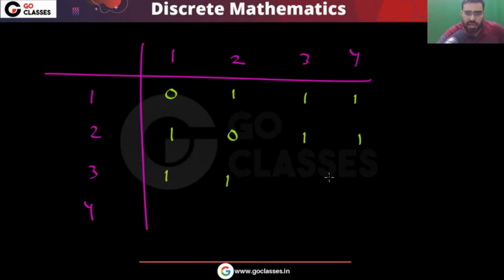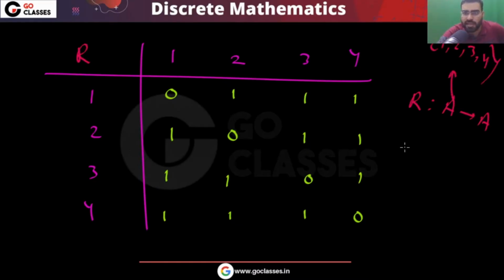So you can notice the graph will be something like this. The matrix representation will be like this. You can notice all these will be 0. The remaining elements are 1. This is the matrix representation of this relation R. There is a relation R, and this relation R is basically from set A to set A, where set A is already given to you: 1, 2, 3, 4. This is the set A, and the question is saying that X is related to Y if and only if X is not equal to Y. So this is the graph, and this is the matrix representation of this relation.